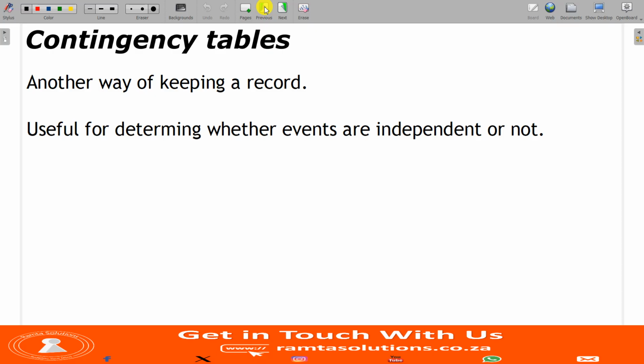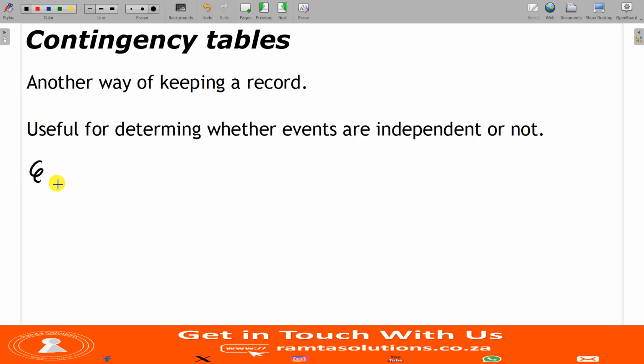Contingency tables, which we will sometimes also call two-way tables or two-way contingency tables, are another way of keeping a record. The ways you have learned so far are Venn diagrams and tree diagrams. Contingency tables are very useful in determining whether your events are independent or not. So let's go straight to examples.